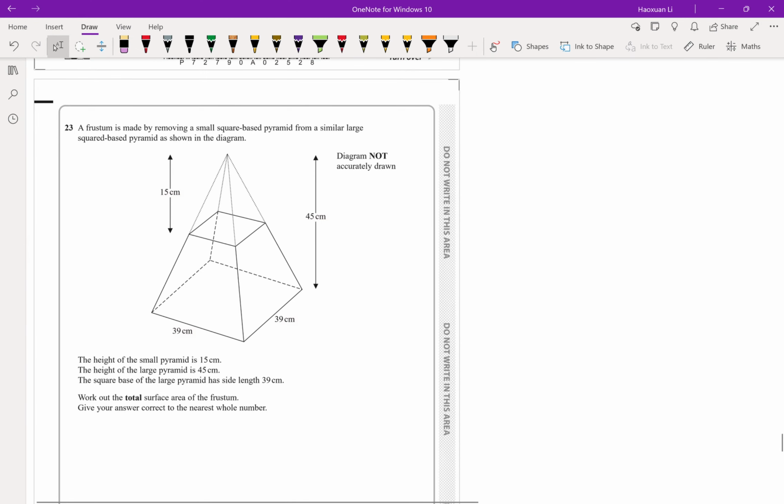Now, question 23. A frustum is made by removing a small square-based pyramid from a similar large square-based pyramid as shown in the diagram. So here, this is what it shows. The height of the small pyramid is 15 cm. The height of the large pyramid is 45 cm, and the square base of the large pyramid has a side length of 39 cm. Work out the total surface area of the frustum. Give your answer correct to the nearest whole number.